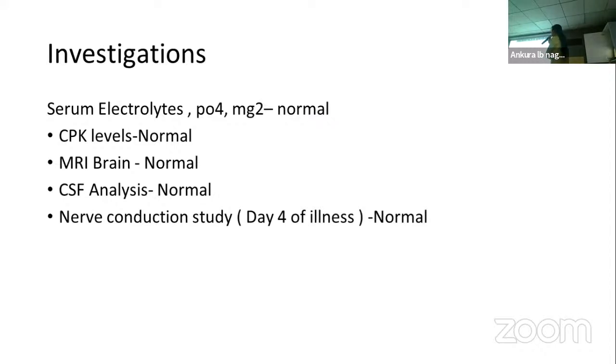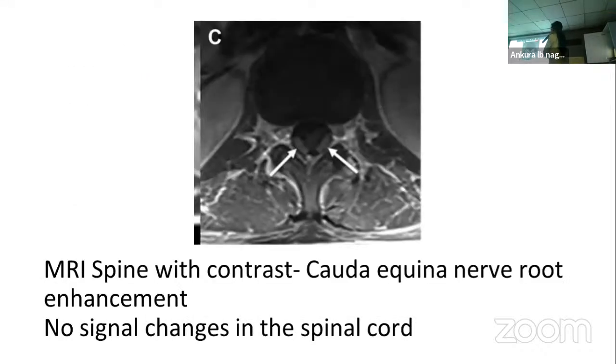Coming to investigations, his serum electrolytes were normal. There was no hypophosphatemia or hypomagnesemia. CPK levels were normal. MRI brain was normal. CSF analysis and nerve conduction studies were normal. This is the MRI spine with contrast showing.